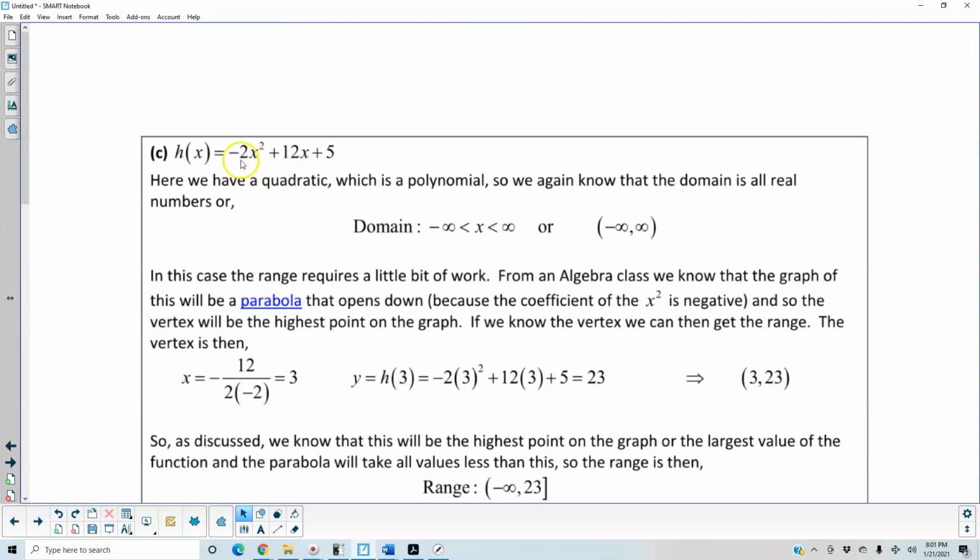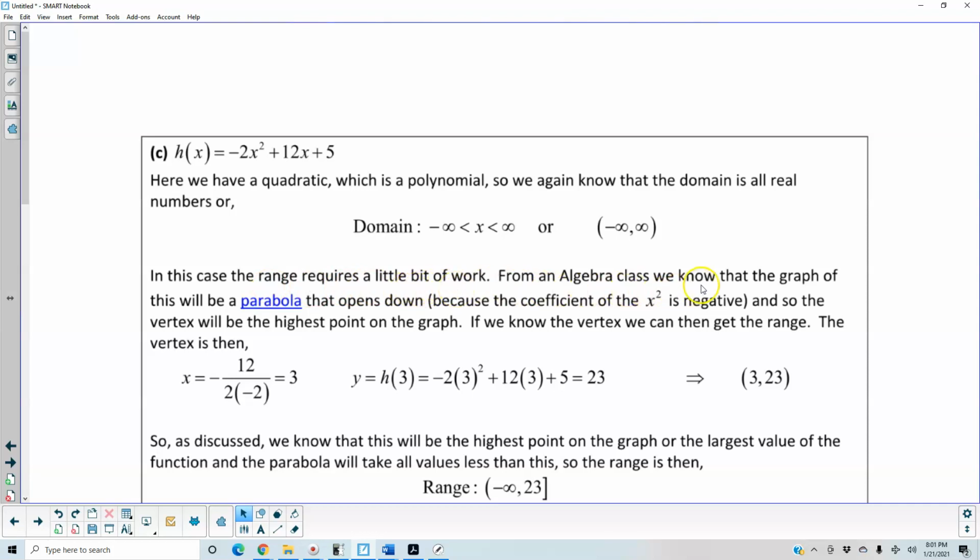Part C, it says h of x is equal to negative 2x squared plus 12x plus 5. Here we have a quadratic, which is a polynomial. So we again know that the domain is all real numbers, or in this case, x is between negative infinity and infinity, which we write in interval notation as left parenthesis negative infinity, comma infinity, right parenthesis. In this case, the range requires a little bit of work.